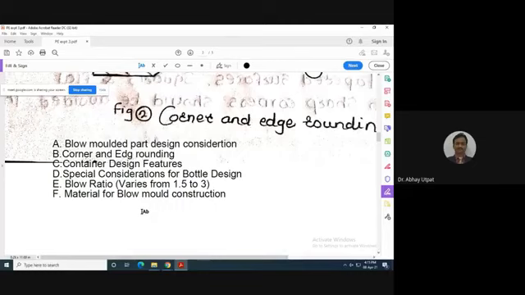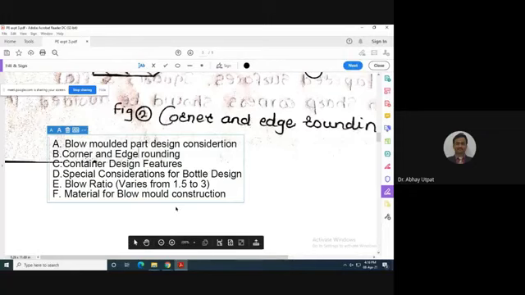Then container design features. Container design features means there are different concepts of container design, which include round shape, square shape, oval shape, and oblong shape. Then special considerations for bottle design are also covered. The special considerations include vertical strength, highest deflection, hot filling capacity, rigidity, wall thickness, uniformity, etc. Then blow ratio is studied.